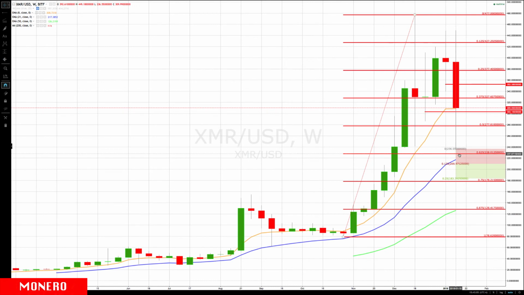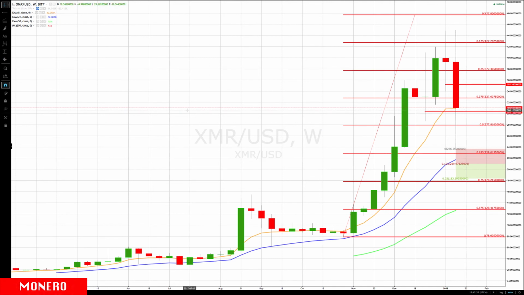Let's go to the weekly on Monero and check in to see how this is looking. So it's dipping nicely into the rotation zone, back up above the 8. Right now the 8 is coming in at about 309. So the 303 to 309 area is critical. We really don't want to see it close below that on a daily basis again. Otherwise we could go back down and revisit these levels again.